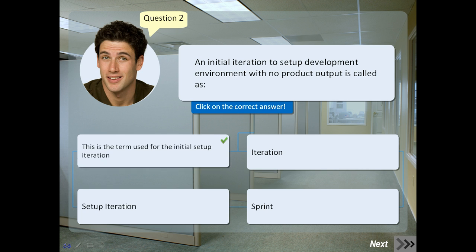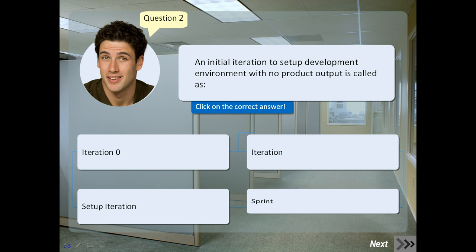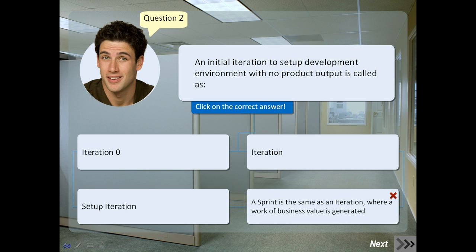Iteration 0. This is the term used for the initial setup iteration. Iteration. An iteration is where some work of business value is generated. Setup iteration. This is an incorrect term. Sprint. A sprint is the same as an iteration where a work of business value is generated.